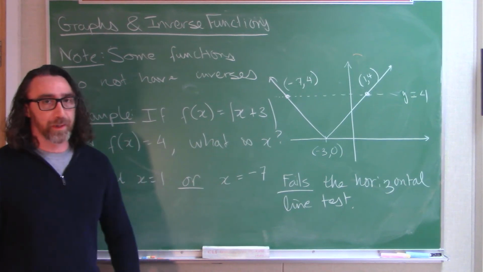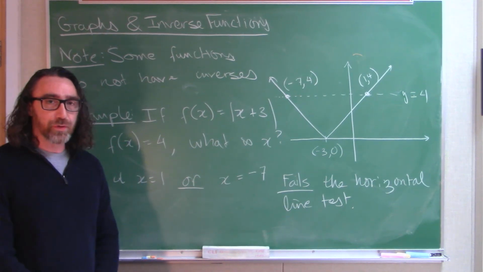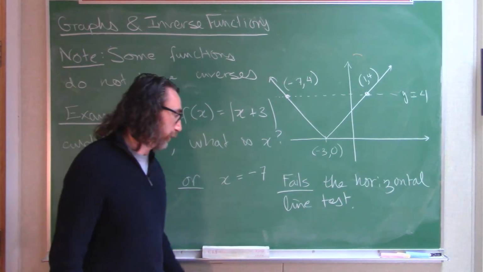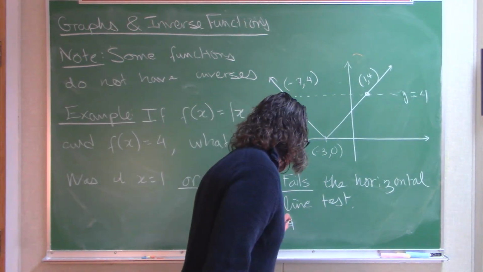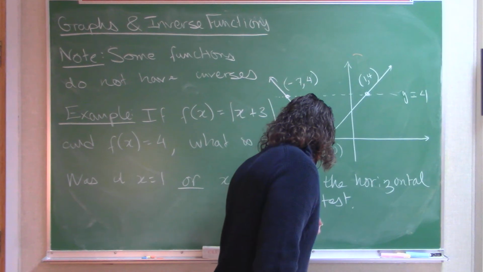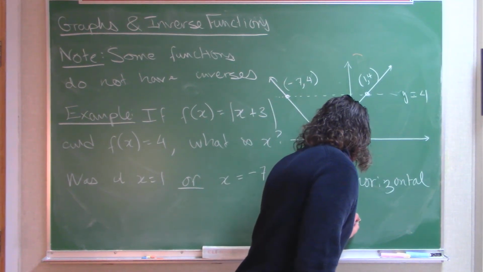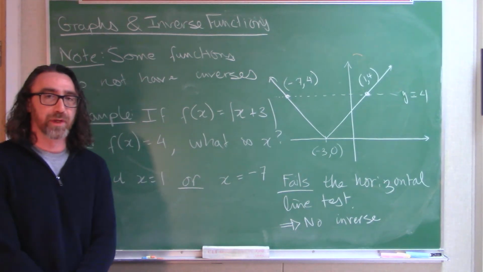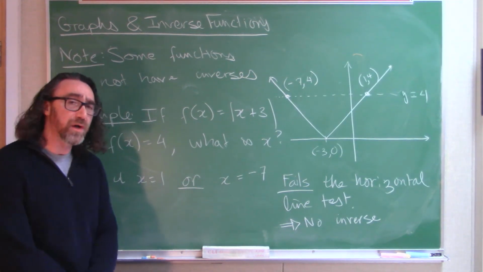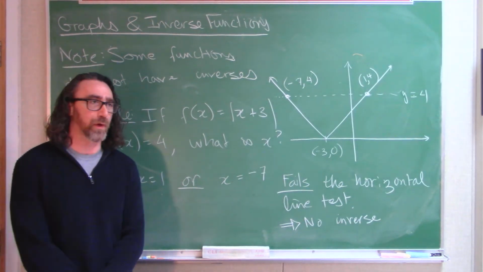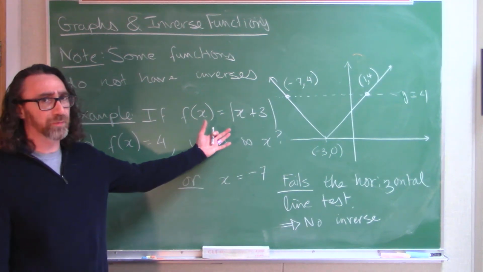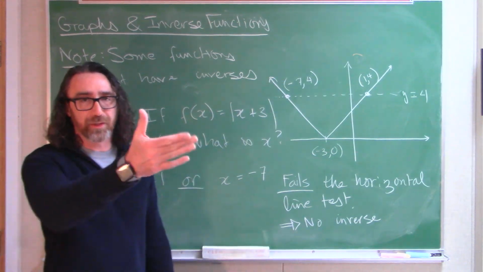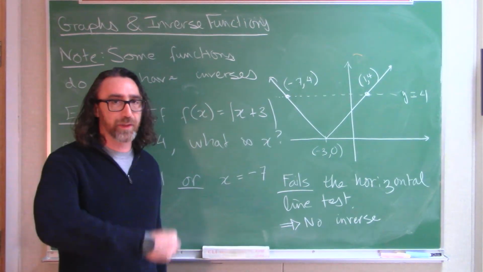If you can draw a horizontal line that intersects your graph more than once, then you fail the horizontal line test. And if your graph fails the horizontal line test, your function has no inverse. This function does not have an inverse. And there are going to be tons of functions that fail the horizontal line test. Pretty much any absolute value function is going to have a v-shaped graph like this, so it's going to fail the horizontal line test and will not have an inverse.